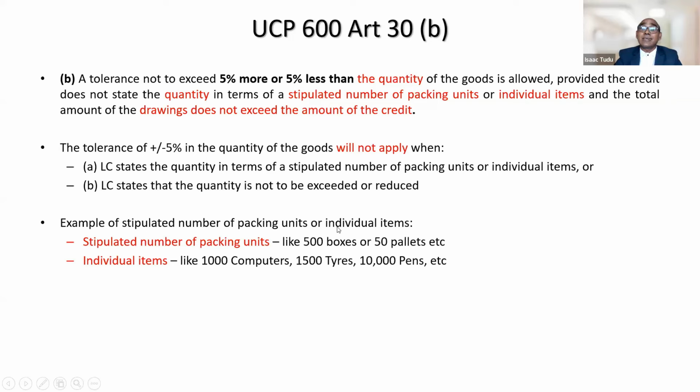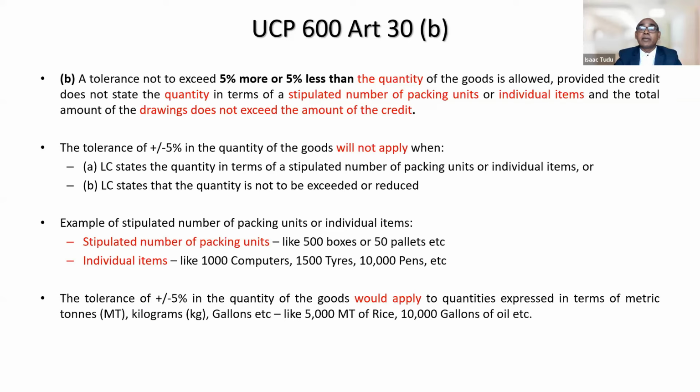Then where exactly will 30B be applicable? Where can you give the plus or minus 5% tolerance against the quantity? Here we go. It will be applicable when quantities are expressed in terms of metric tons, kilograms, gallons, etc. 5,000 metric tons of rice is a typical example, where you can apply plus or minus 5% against the quantity, right?